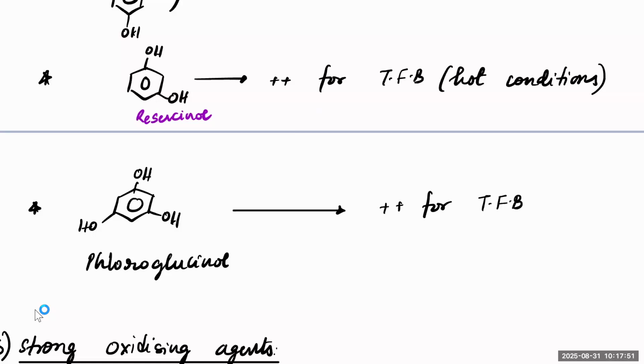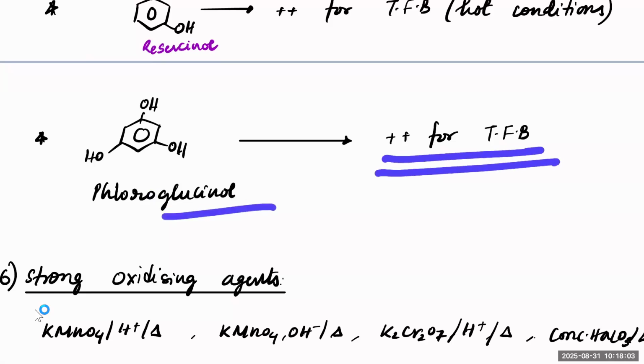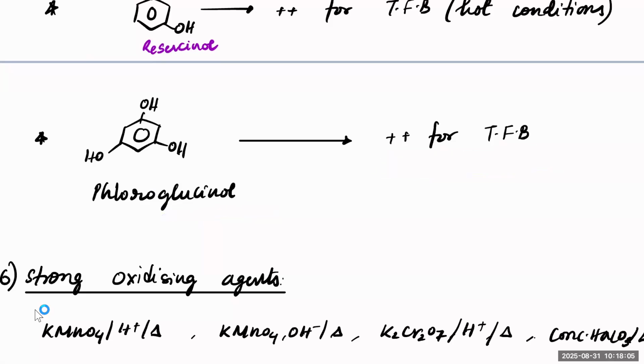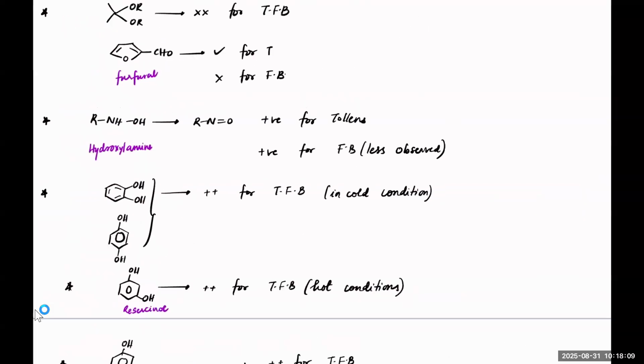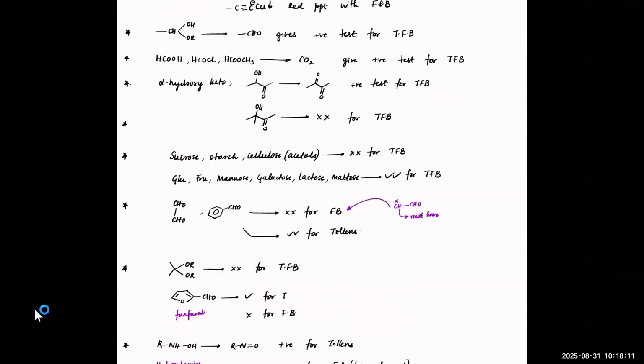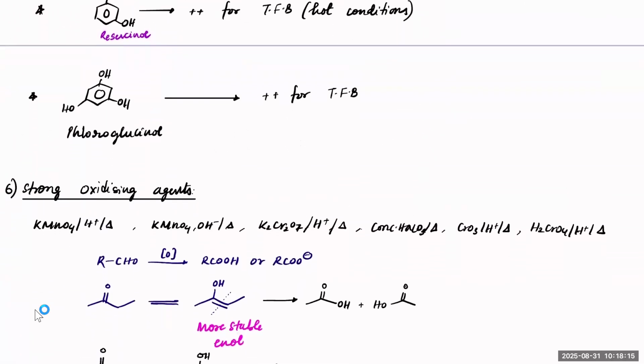Okay, similar to resorcinol, we have phloroglucinol. This is called phloroglucinol. Clear? So phloroglucinol will also give a positive test with Tollens, Fehling's, and Benedict's. Okay, beta. So you have got to go through these cases, guys. You need to know in which cases you will get a positive or negative Tollens, Fehling's, and Benedict's test.